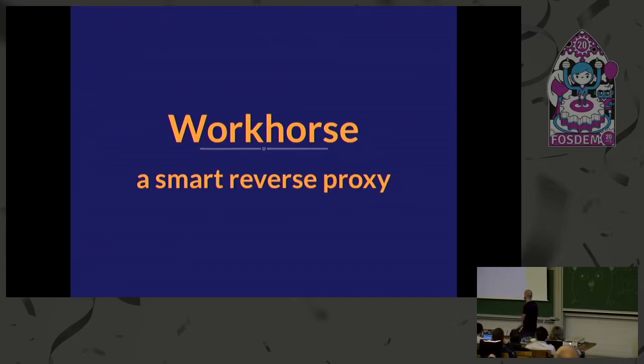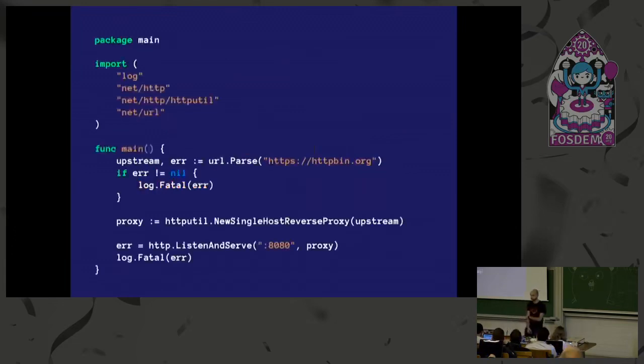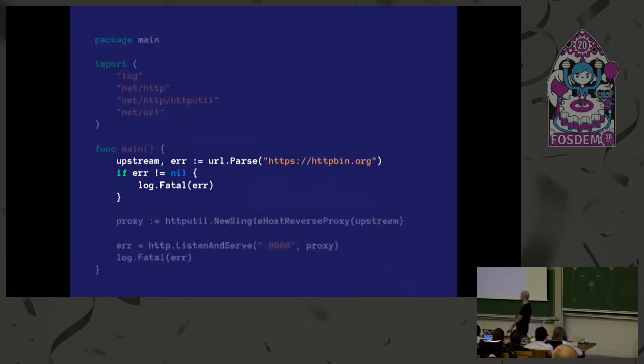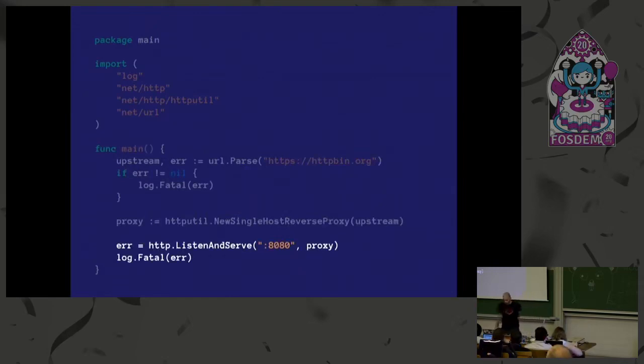So let's start with a simple example. How hard would it be to write a reverse proxy in Go? This is a reverse proxy in Go. Three lines of code, error checking, and imports. Let's take a look at this. First, you need a URL for your upstream server. Then you need a proxy from net/http/httputil, NewSingleHostReverseProxy. You pass the URL in, and then ListenAndServe. Done. You have a reverse proxy.